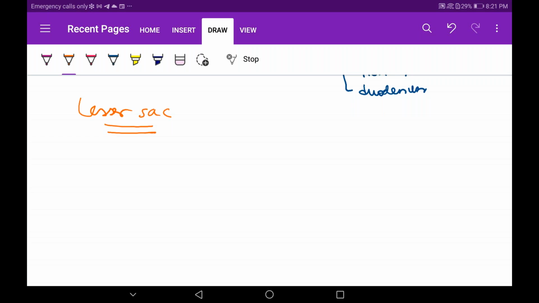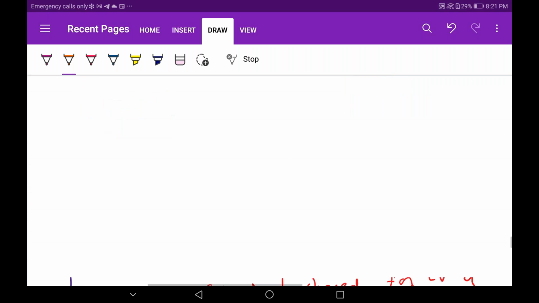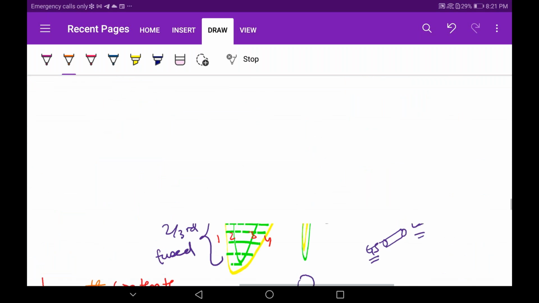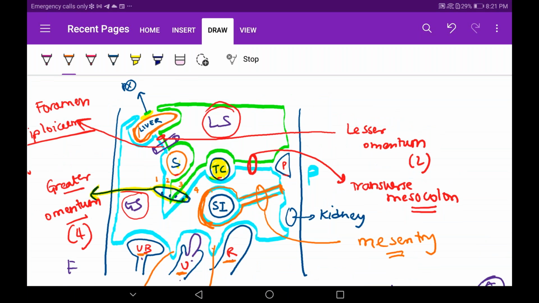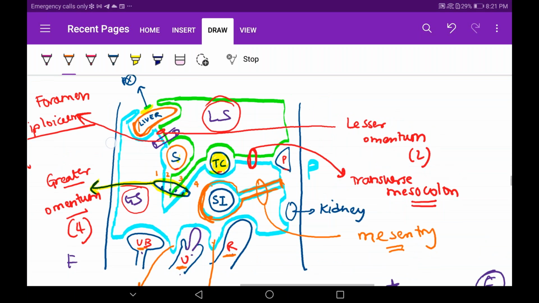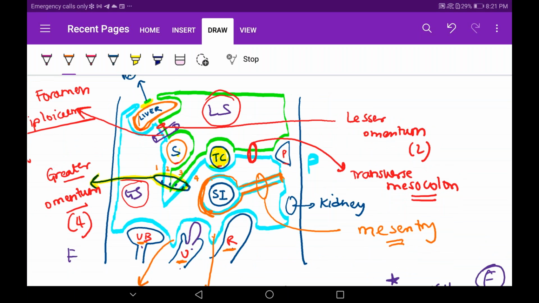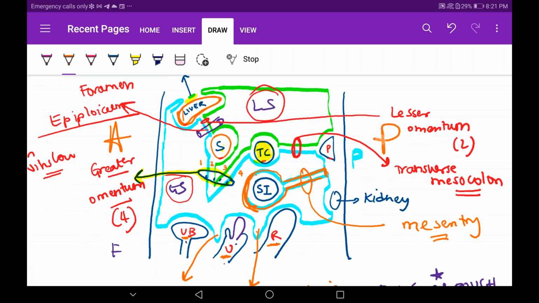Sorry for the disturbance. In the lesser sac, you know what the lesser sac is. Let's go back to our top diagram, our most favorite diagram. Do you see this diagram? Now tell me, what is the anterior attachment of the lesser sac? Anterior means, in the diagram, this is the anterior, this is the posterior, right? So in the sagittal section, what is the anterior attachment?